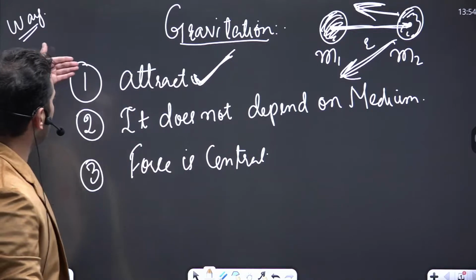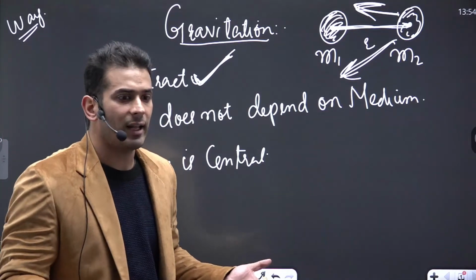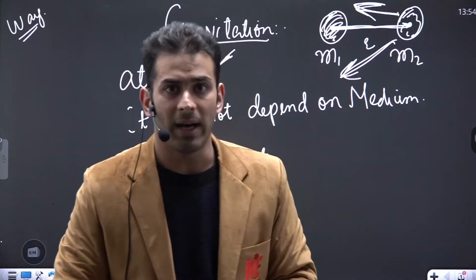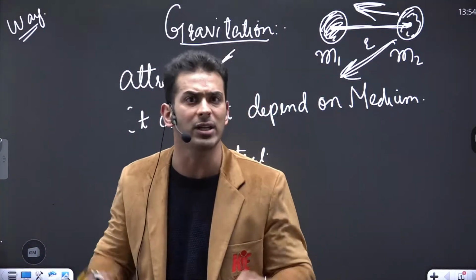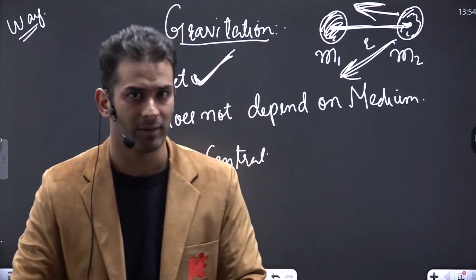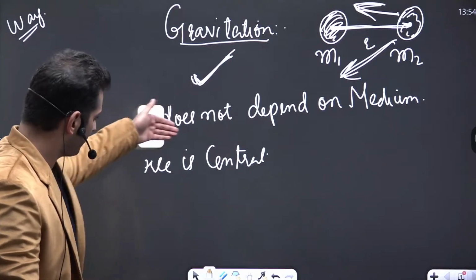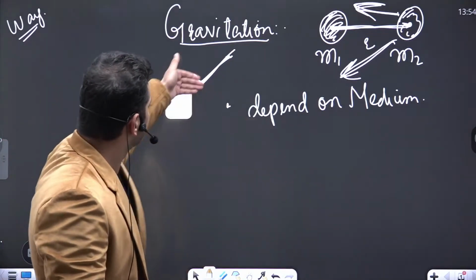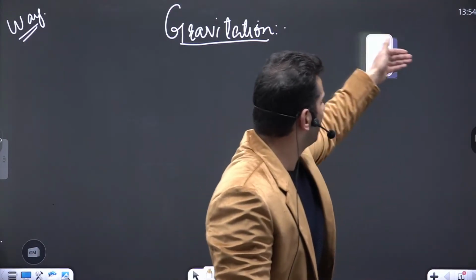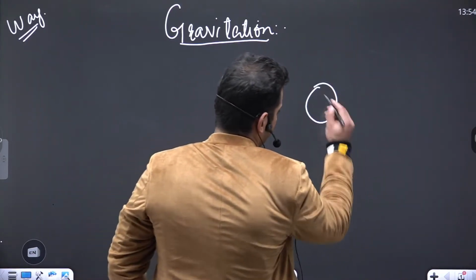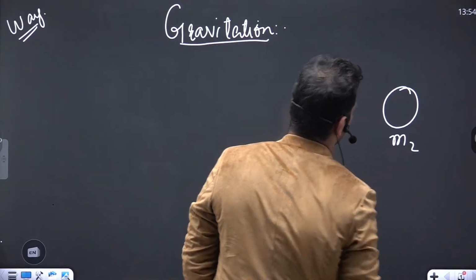Now we'll be moving on. What is the magnitude of this force? We studied that one mass will attract another mass. Now the question is, with how much force will one mass attract another mass? Right, beta? Now we'll check it out. If this is mass 1, m1, and this is mass m2, right, beta?